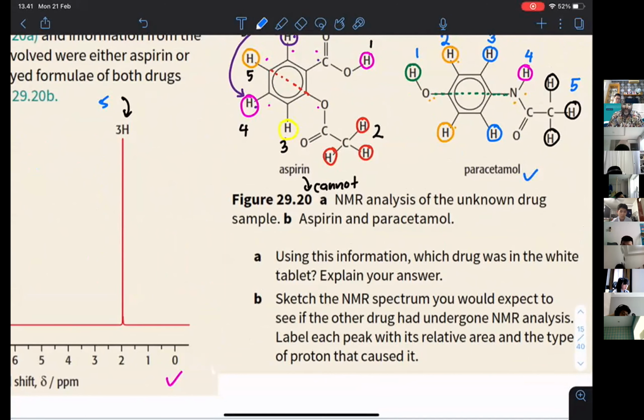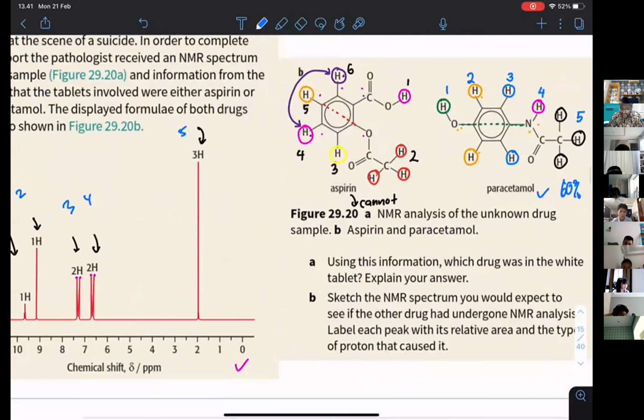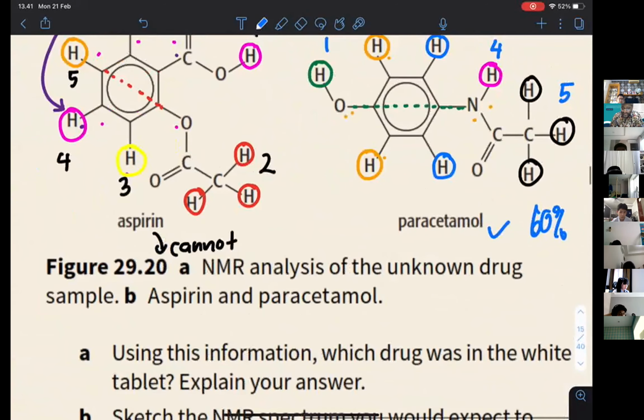Yeah, maybe still 60%. Yeah, 60%. So let's actually see further. Okay, now I narrow down to paracetamol. I need to find out whether it is true or not.